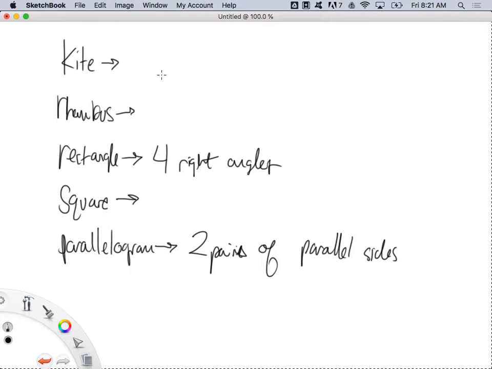What do I know about a rhombus? What do I know about the sides of a rhombus? A rhombus is like a diamond. So a rhombus has 4 congruent sides.